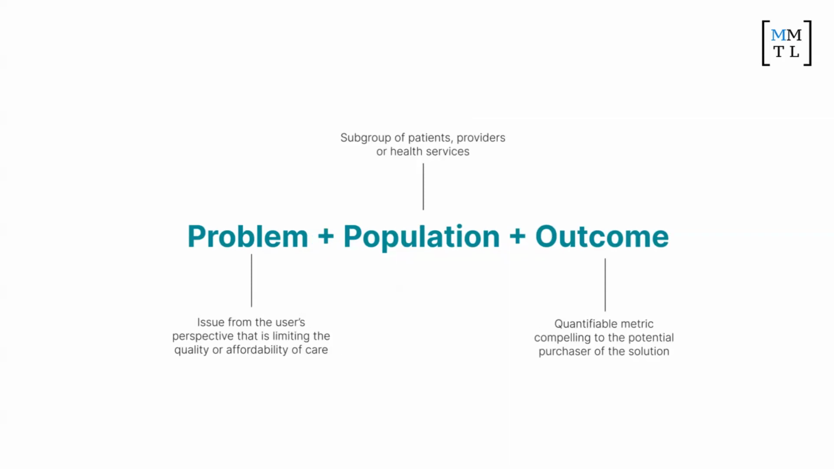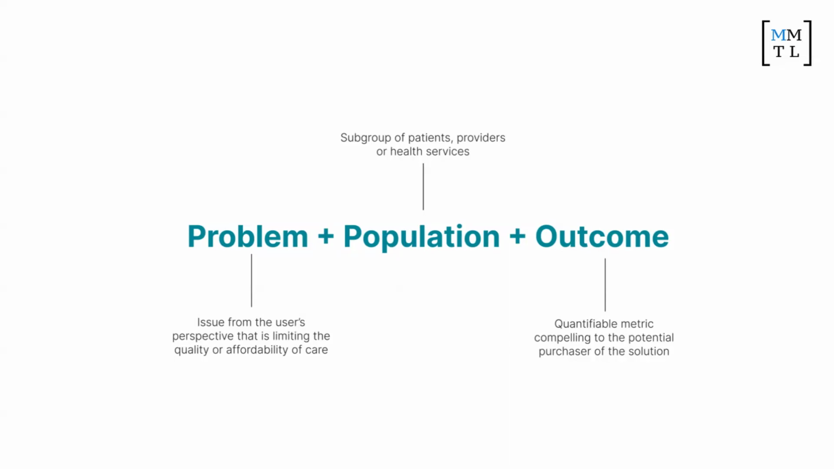The first is a problem. So a problem is the issue from the user's perspective. Now, say you're working with patients, this means that it's an issue from the clinician's perspective. Okay, so that's why you need to talk to a lot of clinicians in this state. That is limiting the quality or affordability of care. So you need to talk to clinicians and actually understand what sort of issues they're having with patients, right?